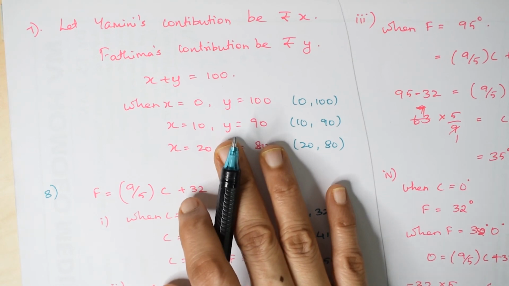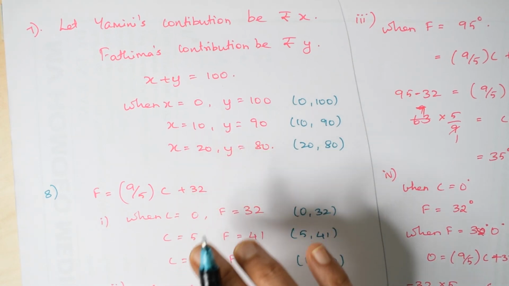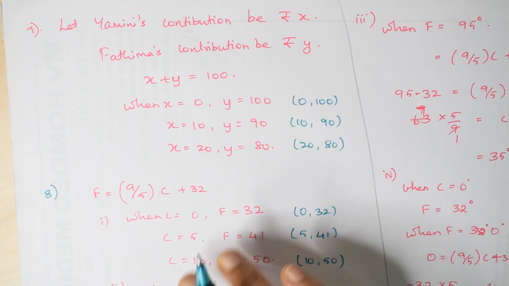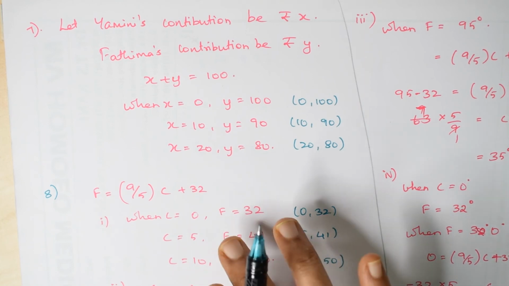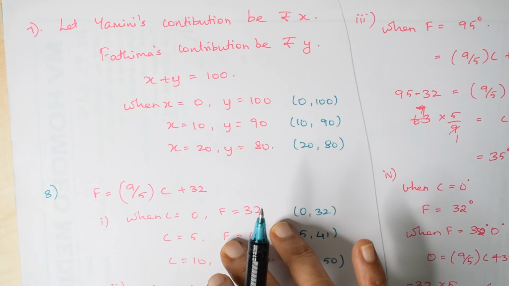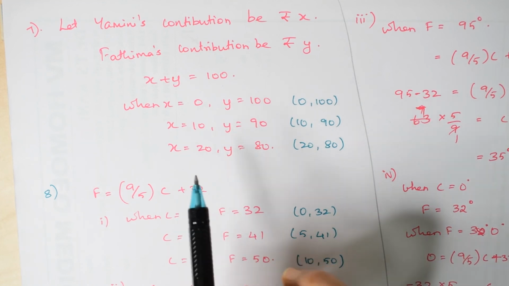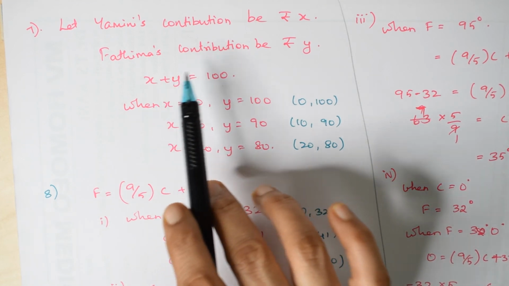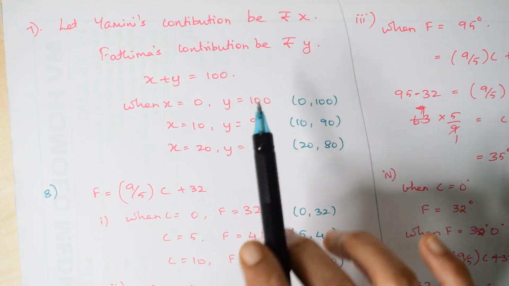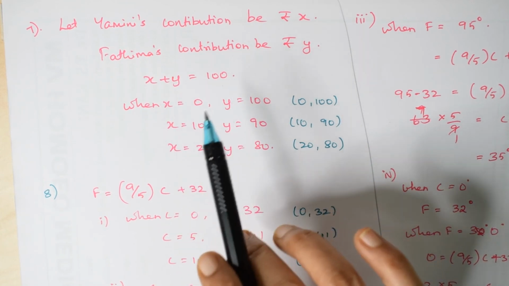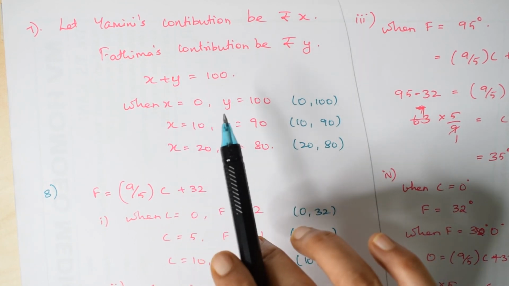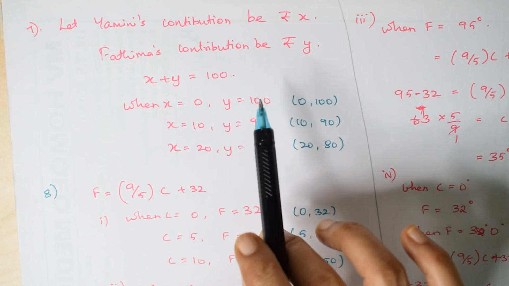Let's look at the seventh sum. It's very simple actually. Even though it's the seventh sum, they could have given it as the first sum for you. The two girls are collecting funds, and together they have collected 100 rupees. We don't know how much each girl has contributed, so let us consider x for the first girl Yamini and y for the second girl Fatima. The equation we get is x plus y is equal to 100.